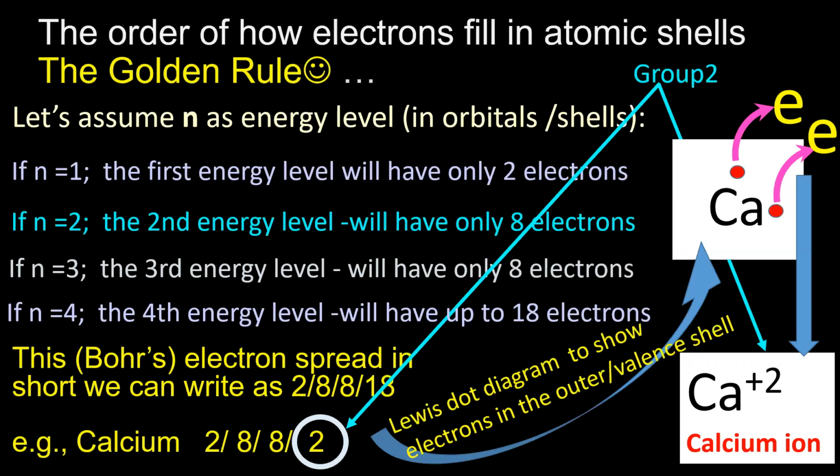Similarly, you need to look at group 1 and group 3, so you need to compare. There is a pattern. Group 1 elements will all end up with plus 1 ions. Group 3 elements will all end up with plus 3 ions. So that's interesting. I hope this is crystal clear.